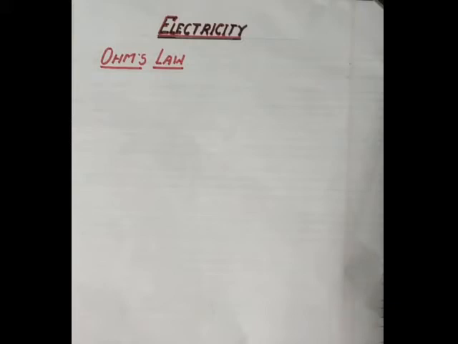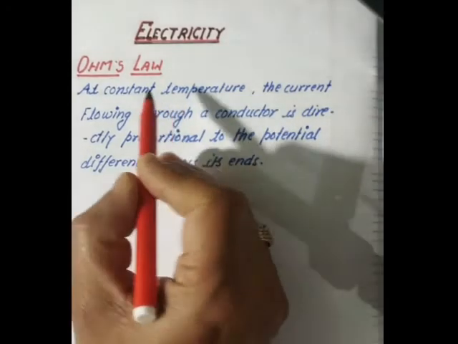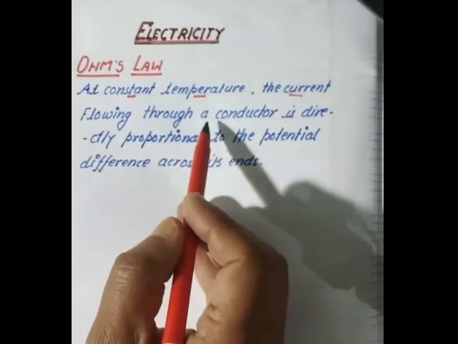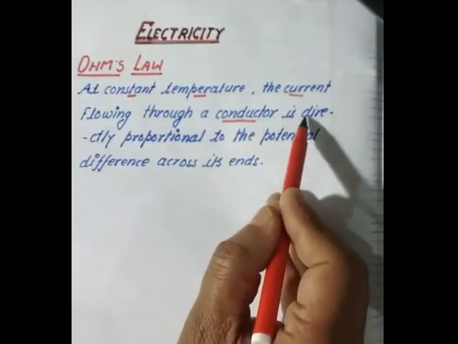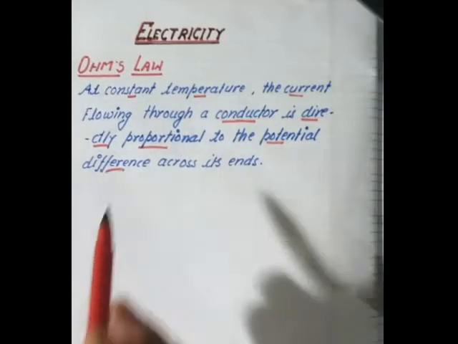According to Ohm's law, at constant temperature, the current flowing through a conductor is directly proportional to the potential difference across its ends.